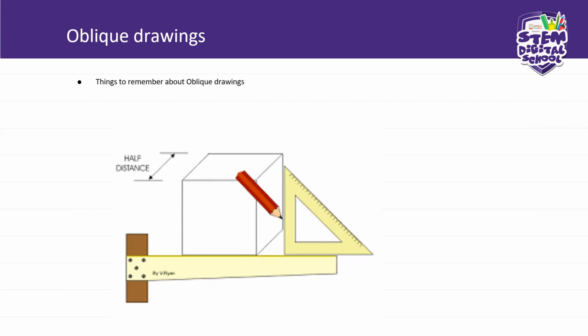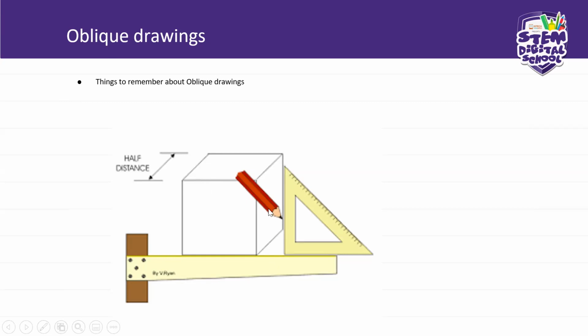If the box in real life, maybe you are given a box. I love giving boxes. You make the box and you draw it. When you have your box in front of you and you are asked to measure it, you measure the box. But when you make the oblique drawing of that box, this slanting line at an angle of 45 degrees, because this is a 45 degrees set square, it is half the distance. If it is 60 millimeters, then it will be 30. Remember that about oblique drawings.